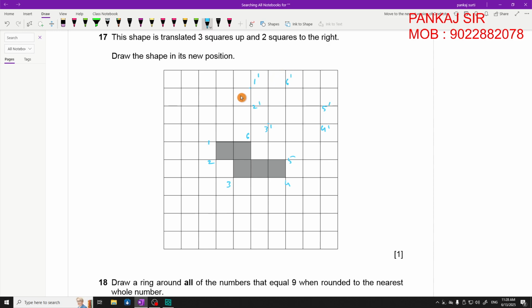Okay. Now all I have to do is join these to complete the shape. Okay. So let me do it roughly only because it is taking a lot of time otherwise. This should be my new shape. This is the translated shape of mine.